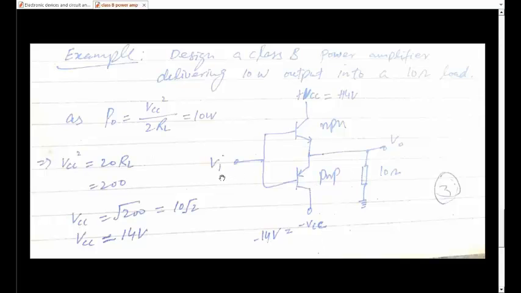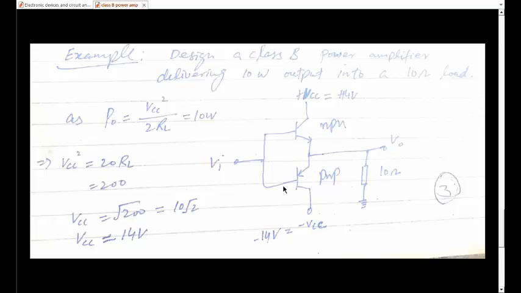So we know that output power is given by this expression, from which we can find the value of VCC, as P0 and RL are given. So VCC would be equal to 14 volts. So the value of these 2 power supplies would be 14 volts. This would be plus 14, this would be minus 14. So the only thing we now need to specify is the transistor ratings.